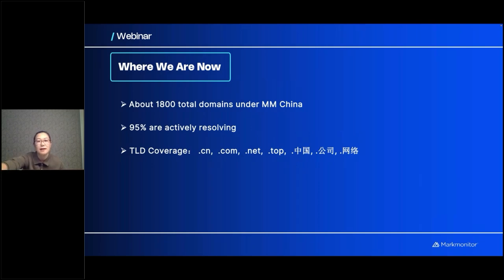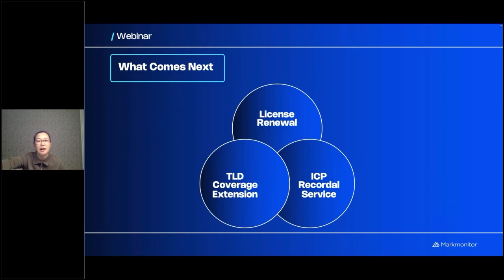So with that being said, our next steps: TLD coverage extension is definitely the top one. I actually went to the Shanghai CA last week. I mentioned having more TLDs in our business scope, and they are very open to that. And also for the license, the registrar license has a term of 5 years. So next year, 2025, we are hitting our renewal timeline. So next year we will have our license renewed.